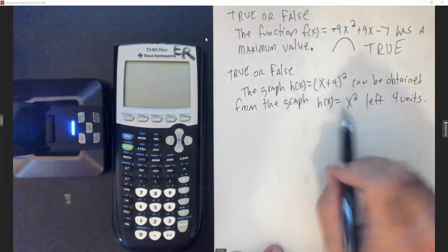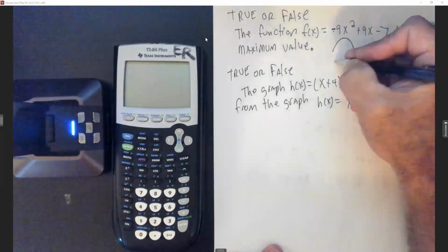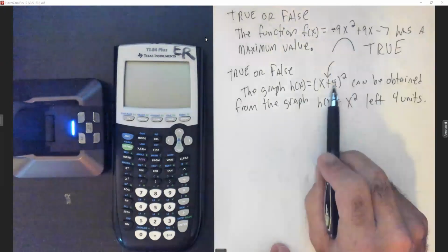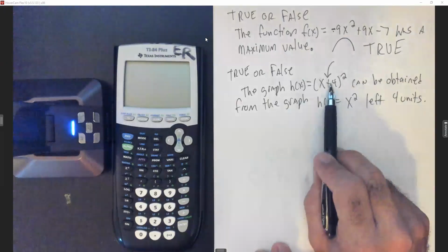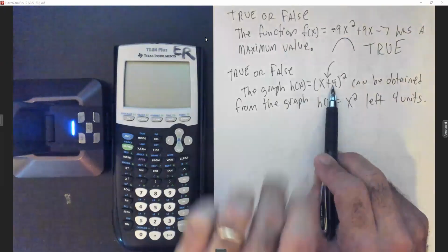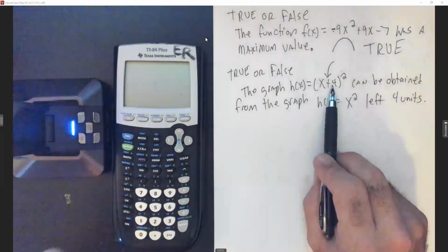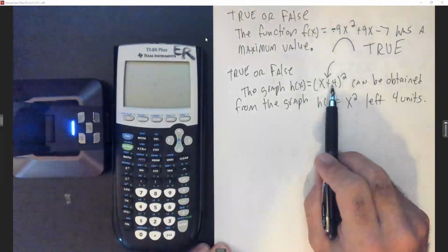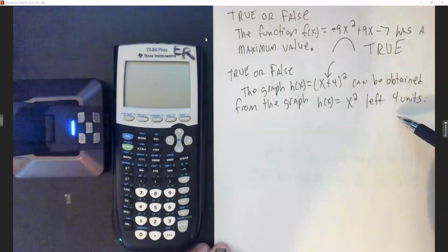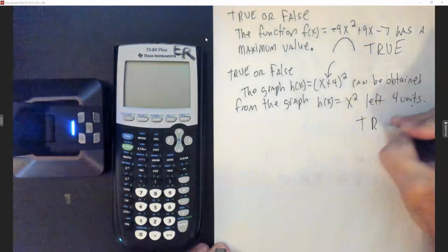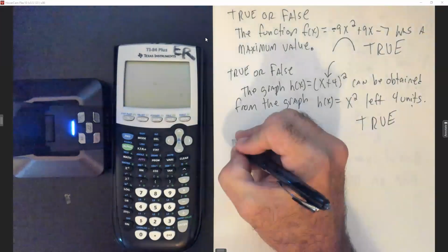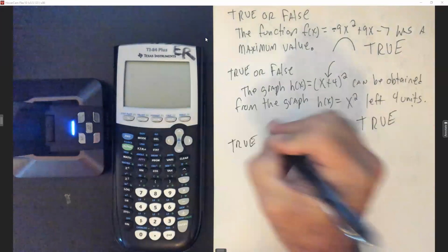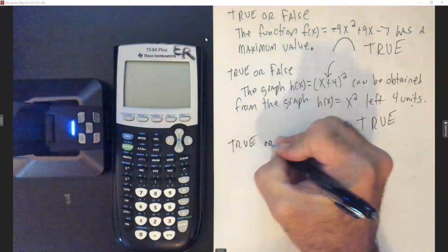And if you remember, they're looking at your transformations. Any time you're inside the parentheses with the x, it moves opposite of what you think. So since that's a plus 4, it's actually going to move me left 4, which makes this one true again. All right, so last one, let's see, true or false. And then we'll break out the big boy problems, okay?